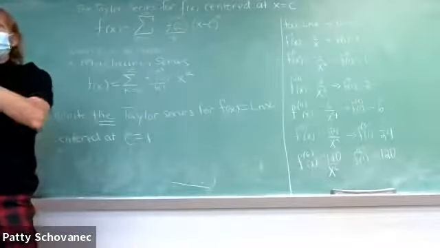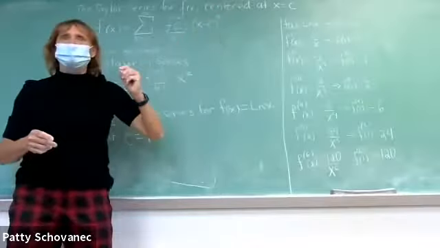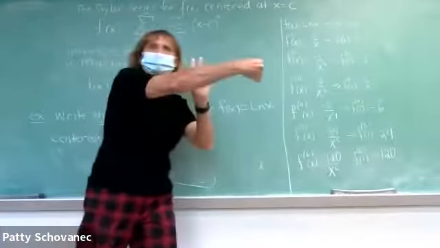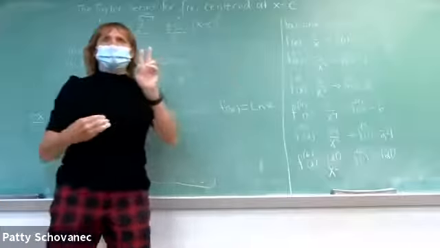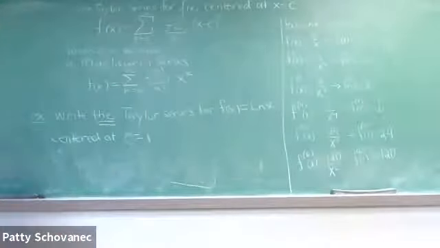T0 is the constant term. T1 takes you to the x minus c to the first power. T2 takes you to x minus c squared. So I'll say write a fourth order Taylor polynomial. So you take me all the way to x minus c to the fourth. You'll see with sines and cosines, a lot of the terms are zeros. So I'll say, give me the first 4 non-zero terms of the Taylor polynomial.